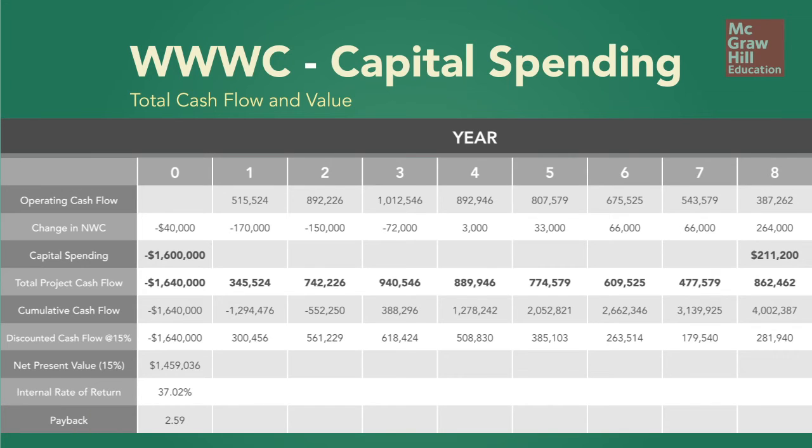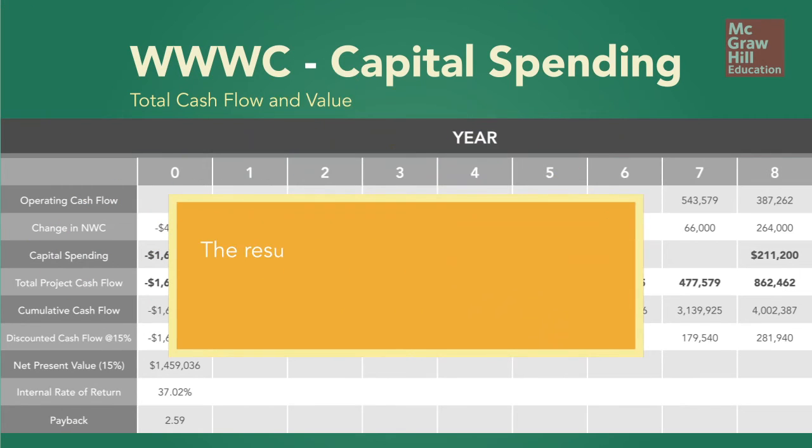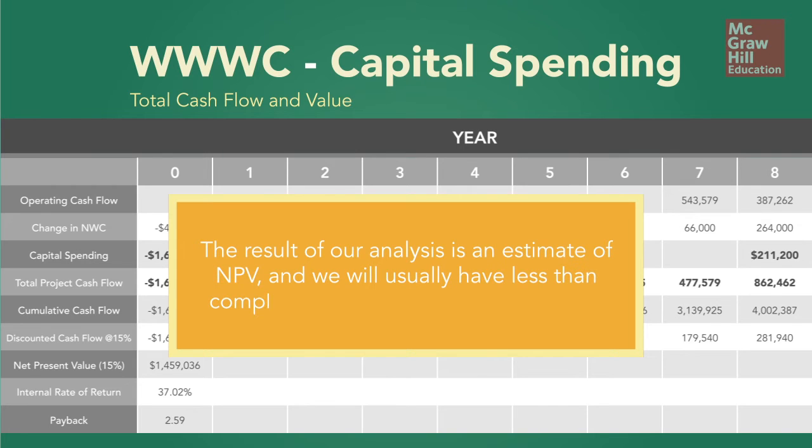Now that we've completed the preliminary discounted cash flow analysis, now what? If we have confidence in our projections, WWWC should begin production and marketing right away. This is unlikely. It is important to remember that the result of our analysis is an estimate of NPV, and we will usually have less than complete confidence in our projections. We will almost surely want to spend time evaluating the quality of our estimates.